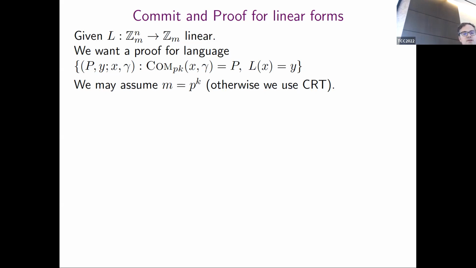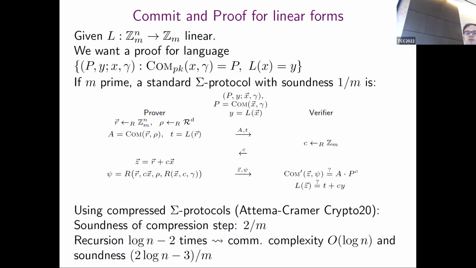Assuming that M is of this form, if M was prime, one could just define a quite standard sigma protocol with soundness 1 over M, and then use this theory of compressed sigma protocols, where you are compressing the last step of this sigma protocol, leading to a shorter proof. At the same time, you lose a little bit of soundness, but not that much. The soundness of this compression step is 2 over M, and the soundness that you get in the end is 2 log M over M.